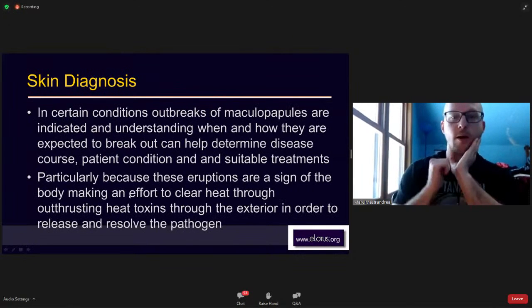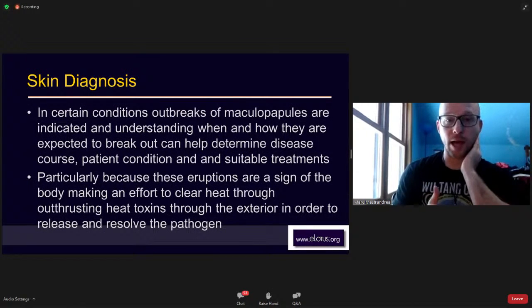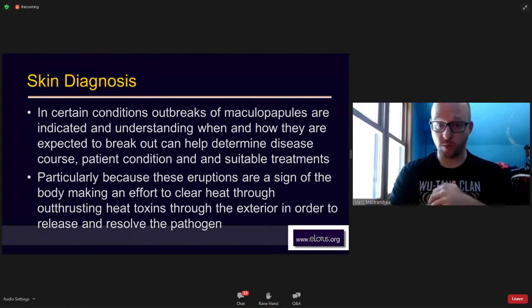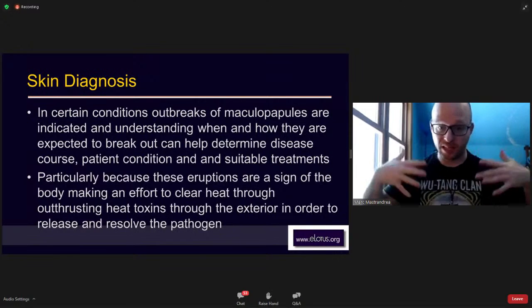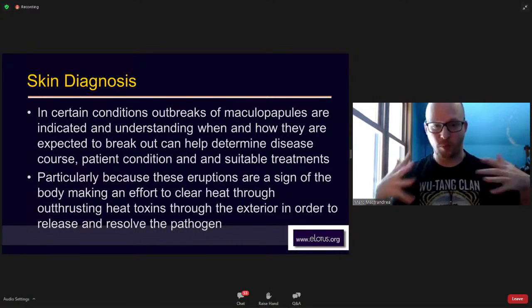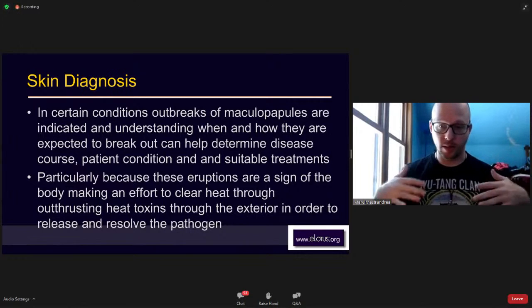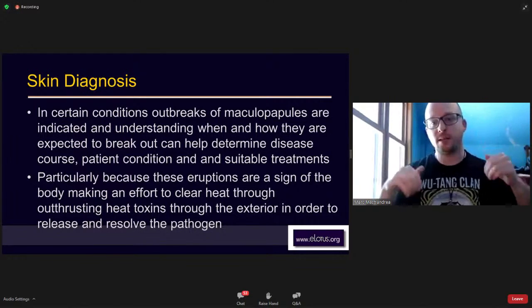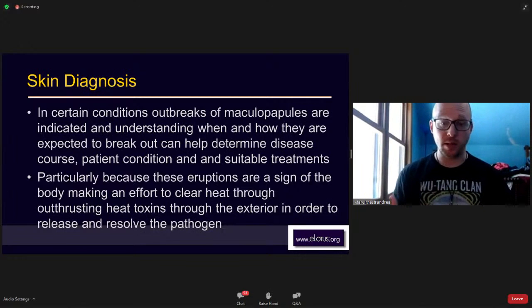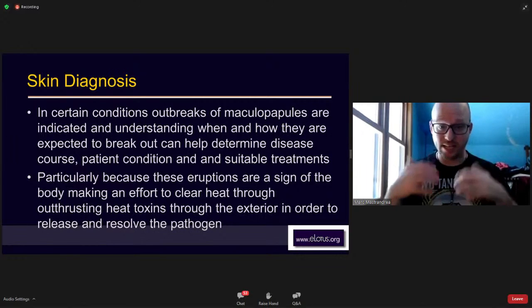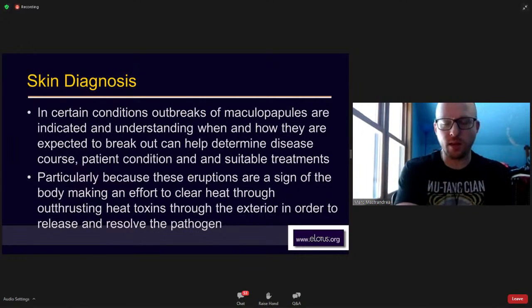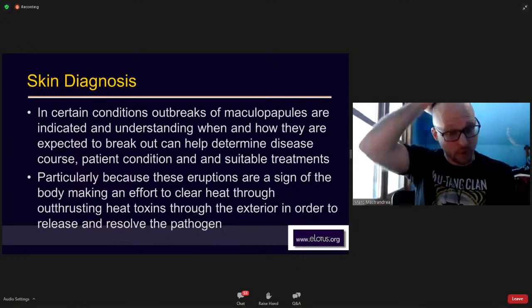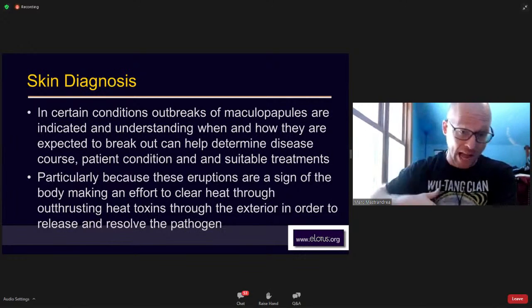We talked about how when you have maculopapular outbreaks, you use these to determine the suitability for a treatment and the patient's condition, right? The more clearly expressing they are, that's great. If they're not expressing so much, you have a problem with the Jiangqi being able to push things out. If they're expressing and super close together, you have heat, and the Jiangqi could be in critical condition, right? So you have a lot of yin toxin or heat toxins deep that have consumed yin. Particularly because these eruptions are a sign of the effort of the body to outthrust heat toxins.